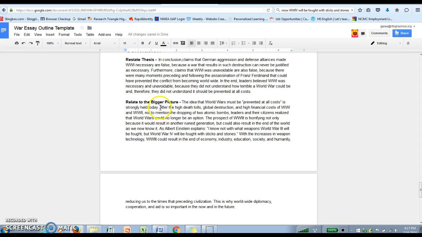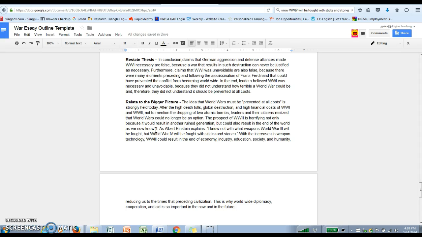So here, the opinion of the author is that after the destruction of World War I and World War II, which included the dropping of 2 atomic bombs, that's when the realization was finally had that world wars are no longer an option. Then it brings it into the future, this prospect of World War III, because it wouldn't just ruin generations like World War I and II did, but it could actually end all the generations. It could end the world as we know it.